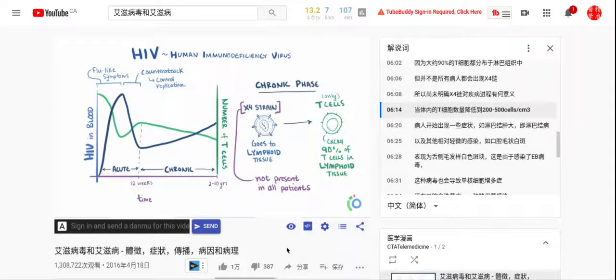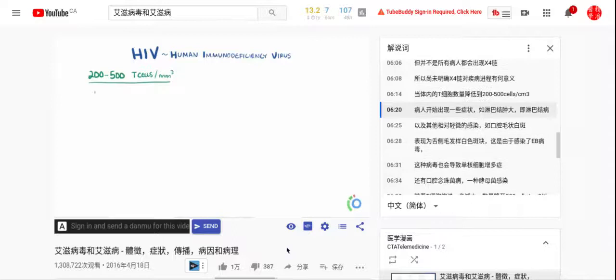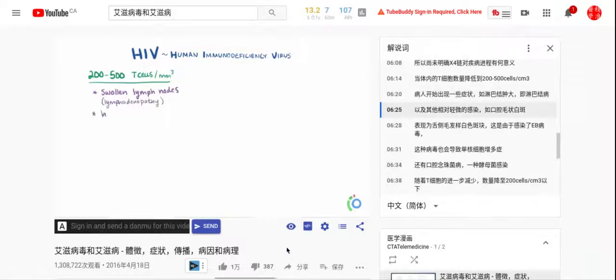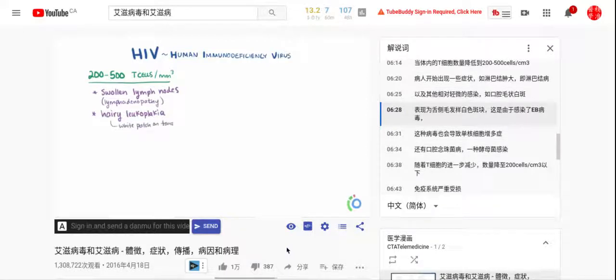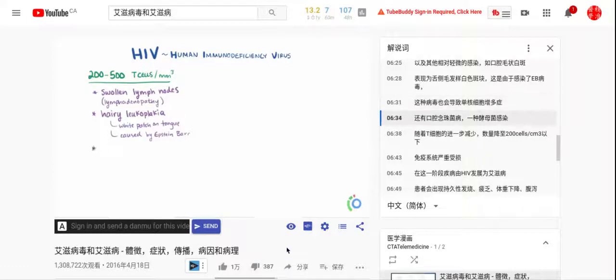When the body's T cells drop low enough, between about 200 and 500 cells per cubic millimeter, patients start experiencing symptoms like swollen lymph nodes or lymphadenopathy, as well as relatively minor infections like oral hairy leukoplakia, a hairy-looking white patch on the side of the tongue caused by the same Epstein-Barr virus that causes mononucleosis, as well as oral candidiasis, a yeast infection in the mouth.